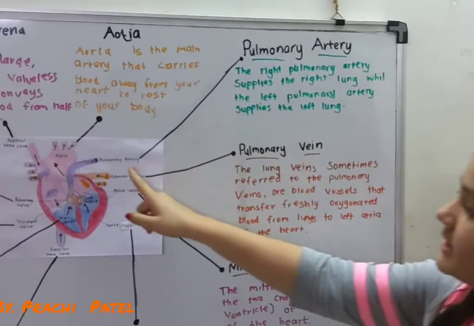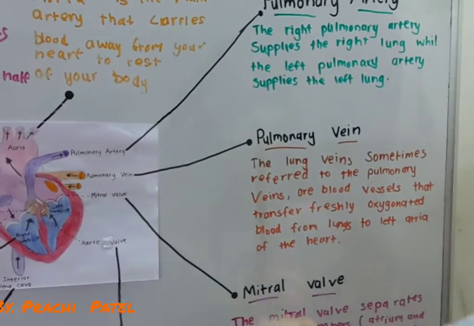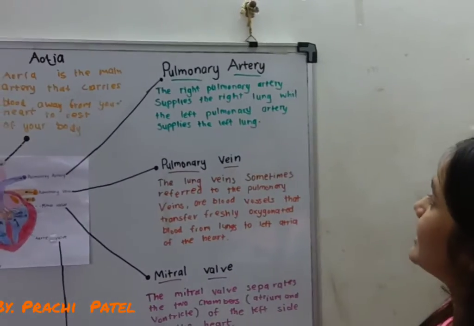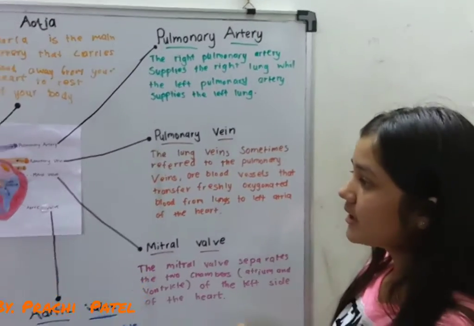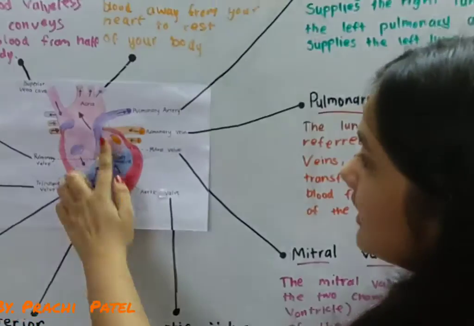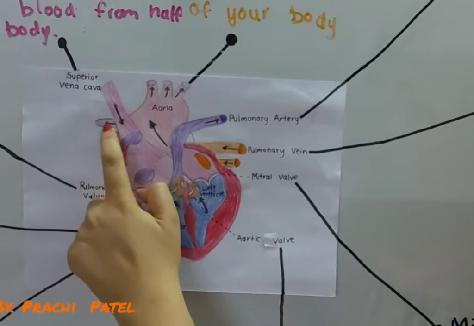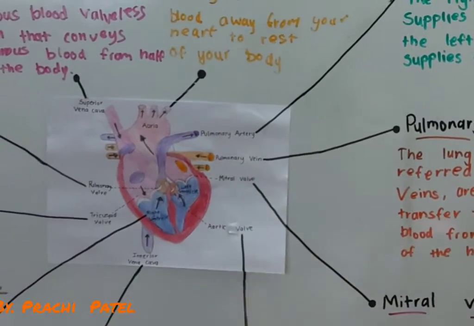Pulmonary artery. The pulmonary artery is located right over here and also connected over here. The right pulmonary artery supplies the right lung, while the left pulmonary artery supplies the left lung. You can see here the left pulmonary artery, while this is the pulmonary artery which supplies the right ventricle. So there are two parts of the heart.